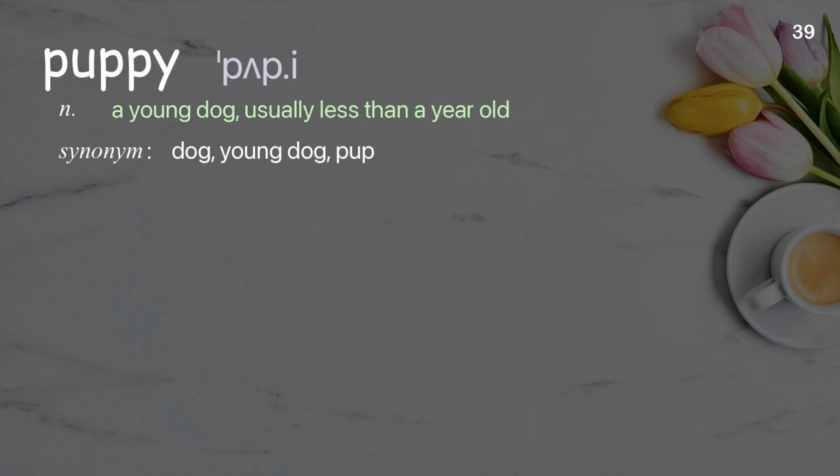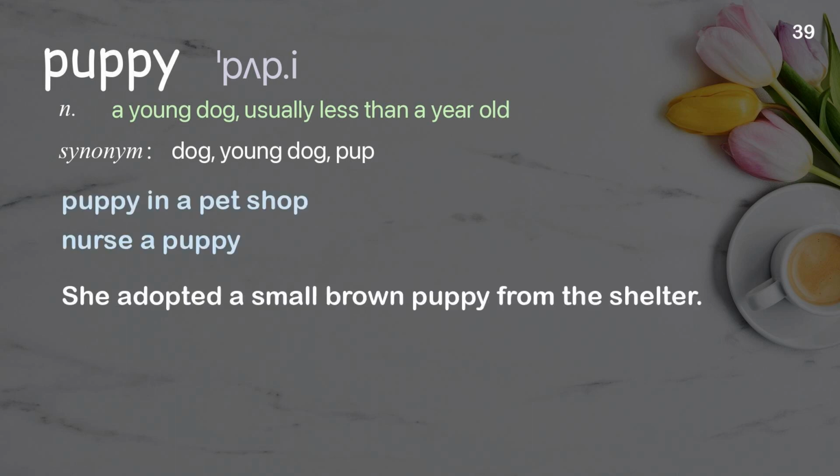Puppy. A young dog, usually less than a year old. Examples: Puppy in a pet shop. Nurse a puppy. She adopted a small brown puppy from the shelter.